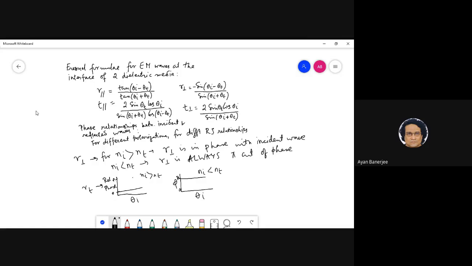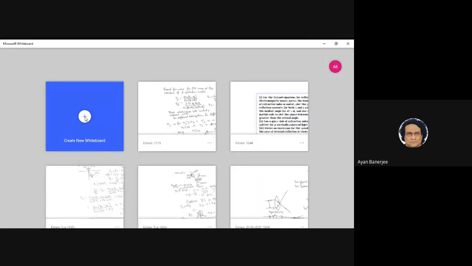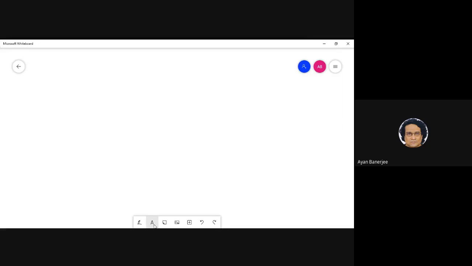Okay, so maybe I will go to the other new thing differently. For the other one, that is much more interesting, right? So let us just write down that formula again. That is for R parallel. So R parallel is tan(theta I minus theta t) by tan(theta I plus theta t). Very interesting. This is a nice expression.